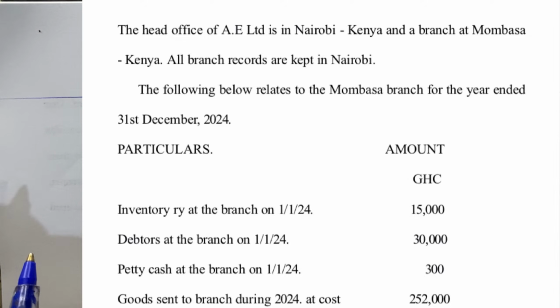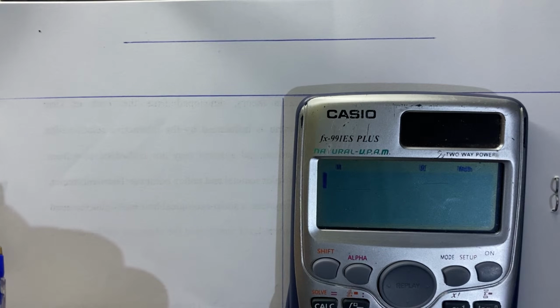Now, the next question we have to ask ourselves, is it a dependent branch or independent branch? We are told that all the records are kept in Nairobi, and Nairobi is the head office. It means that it is the head office that keeps all records of the branch. If that is the case, then we conclude that this is a dependent branch, because dependent branches don't keep their own set of books. It is the head office that keeps records on their behalf.